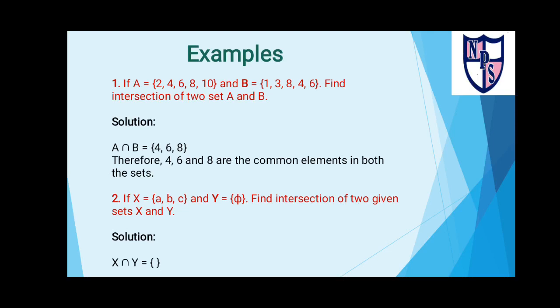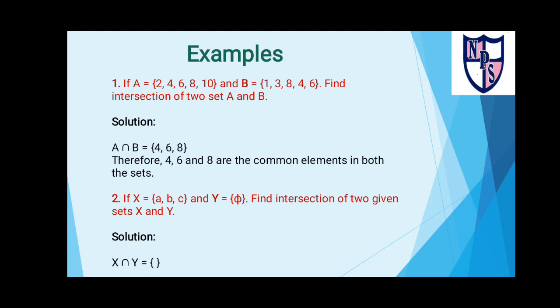Let's practice these. Example 1. We have set A with elements 2, 4, 6, 8 and 10 and a set B with elements 1, 3, 8, 4 and 6. In these two sets, 4, 6 and 8 are common. So the intersection of A and B is a set with 4, 6 and 8 as its elements.